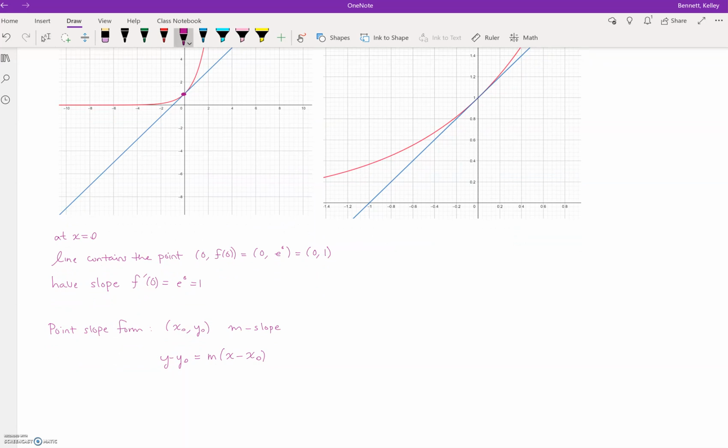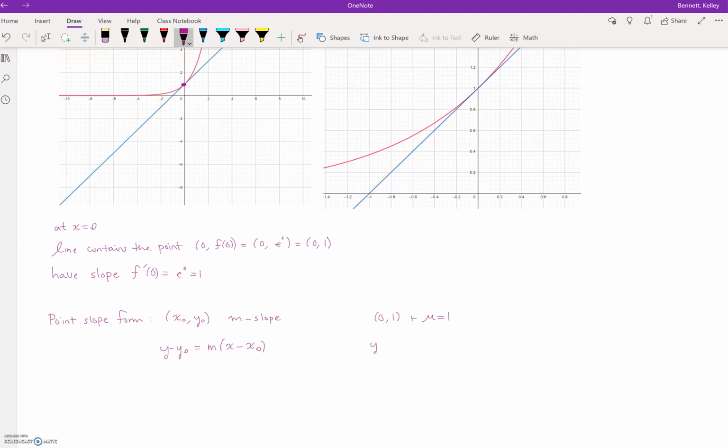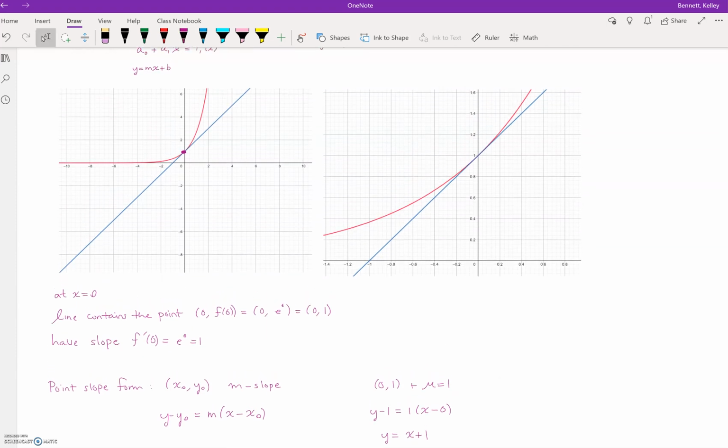So for us, we have the point 0, 1, and we have the slope m equals 1. What we really have is y minus 1 equals the slope times x minus 0. If we simplify this further, we just get the line y equals x plus 1. So if we go ahead and label each piece, this is y equals x plus 1, and this is f of x equals e to the x.